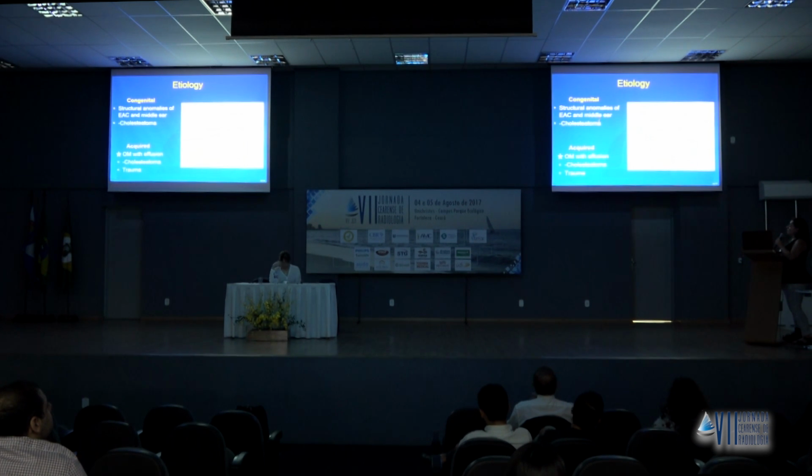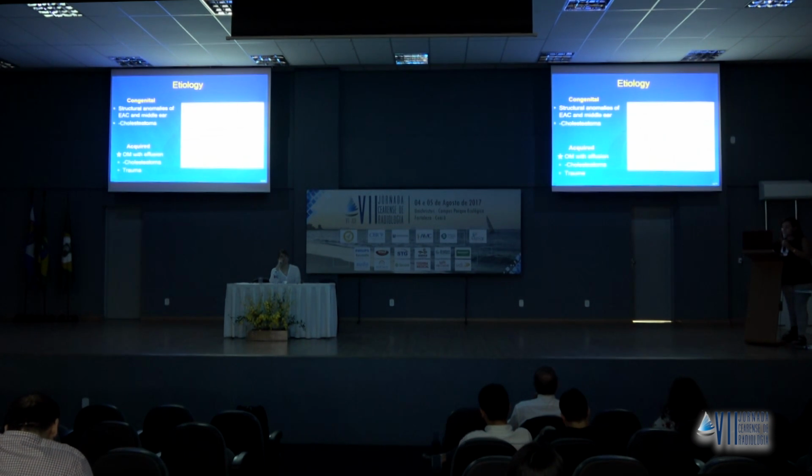In the category of congenital, there can be structural developmental abnormalities of the external auditory canal and middle ear resulting in conductive hearing loss, or there can be congenital cholesteatomas. And in the acquired section, again, acquired cholesteatomas or traumatic injuries can be seen.